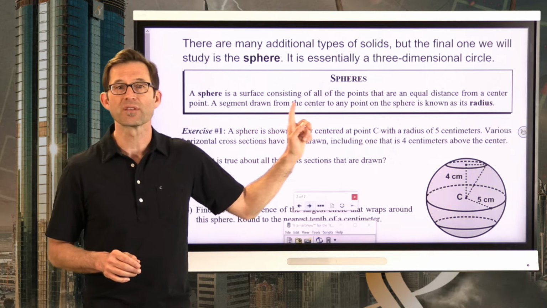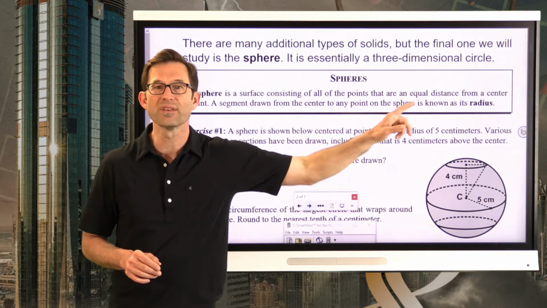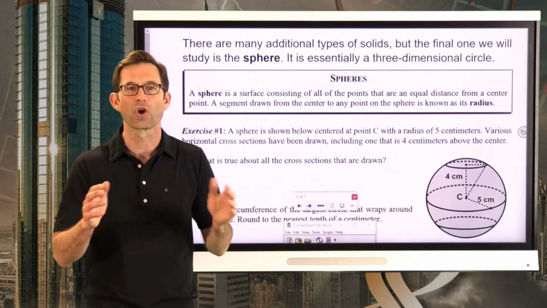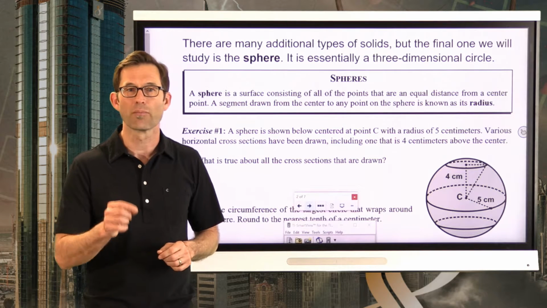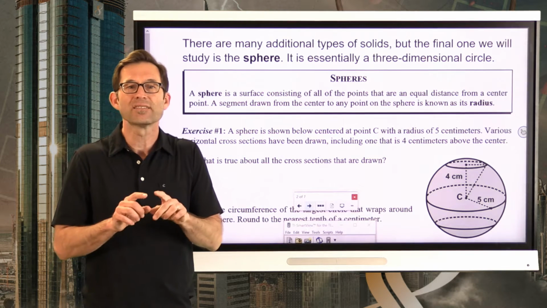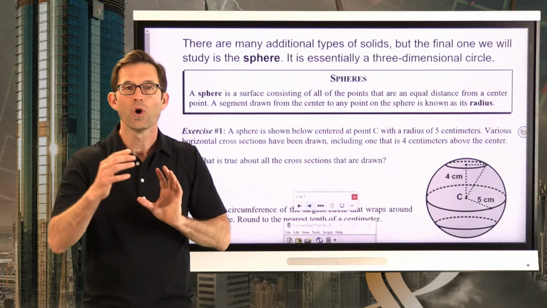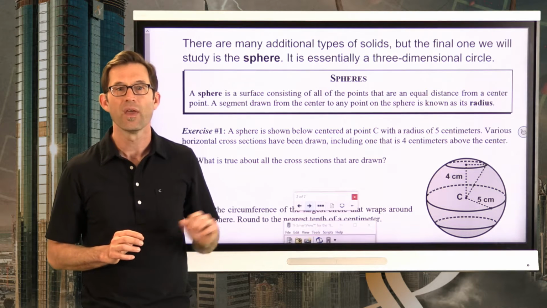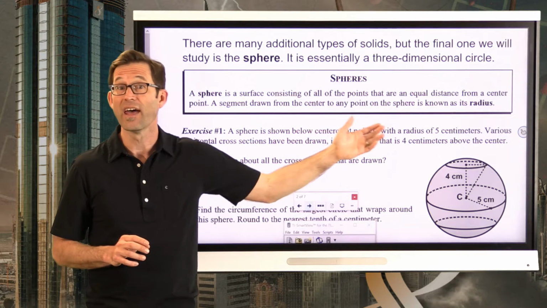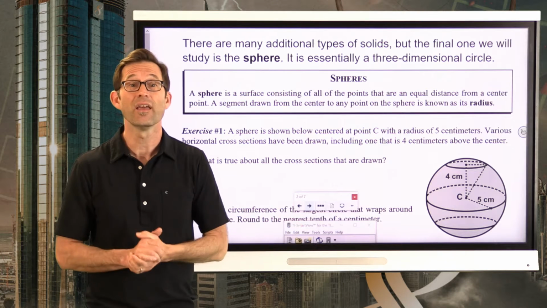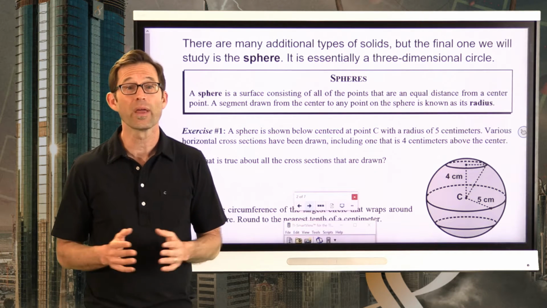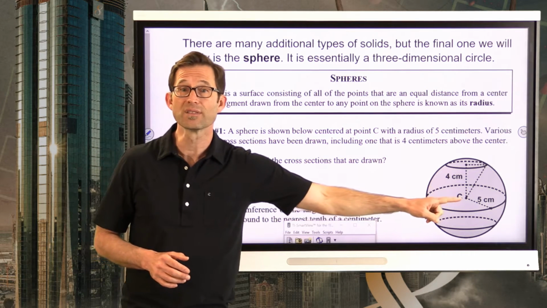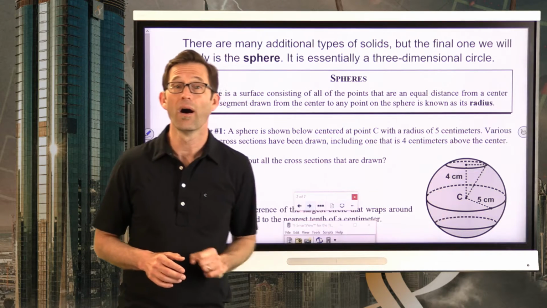So let's talk about what a sphere is. A sphere is a surface consisting of all points that are an equal distance from a center point. That should sound a lot like a circle, right? A circle is all the points on a curve that lie equal distance from a center point. The sphere is exactly the same, except we don't confine it to a flat surface. We allow all those points to stretch out in three-dimensional directions. Now, a segment drawn from the center to any point on the sphere, not surprisingly, is known as its radius. Just like the radius of a circle is the distance from its center to any point on the circle, the radius of a sphere is the distance from its center to any point on the sphere.